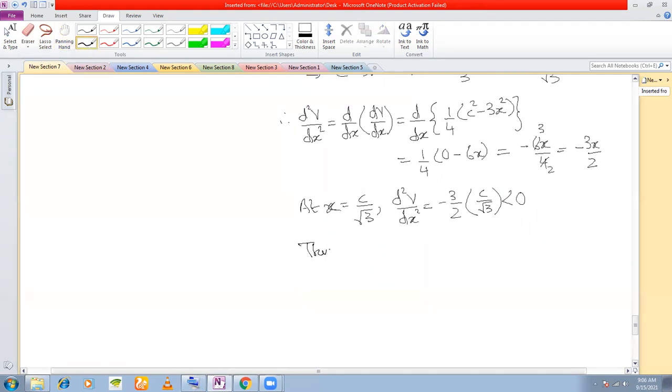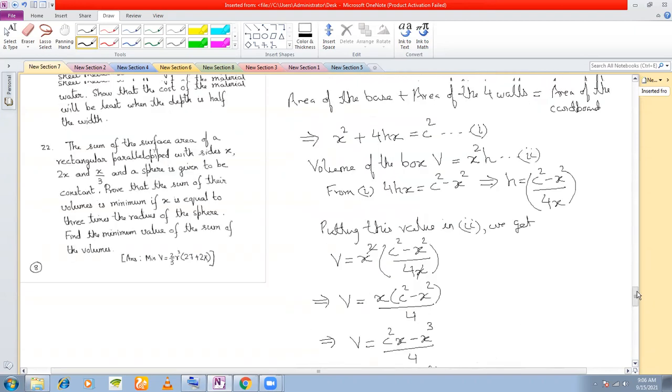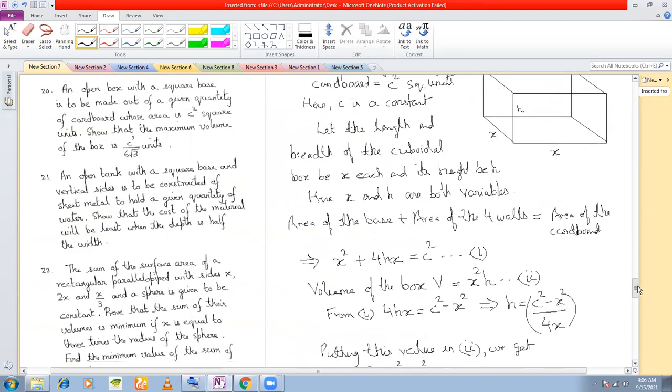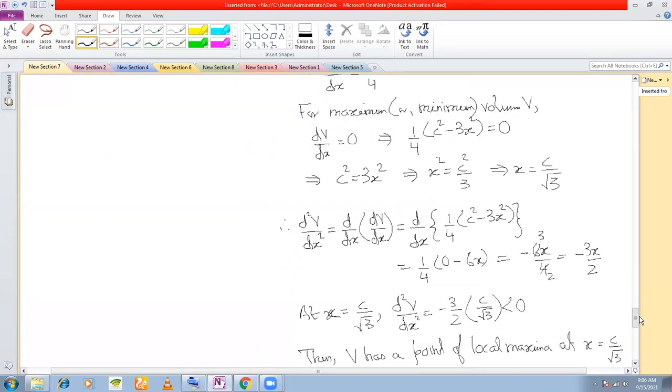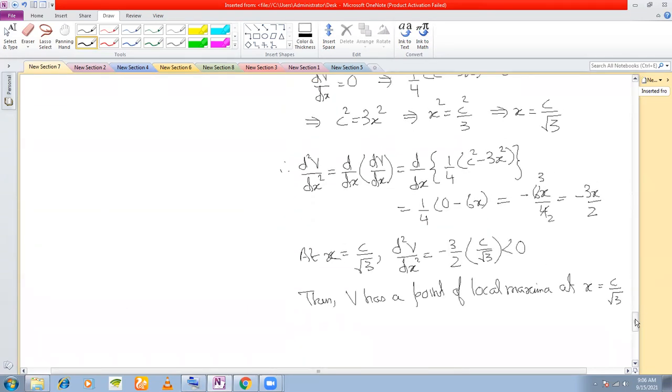Thus, V has a point of local maxima at x is equal to c by root 3. Okay. Now what is asked here? If you see the question, it is asked, show that the maximum volume of the box is c cube by 6 root 3. So you have got at x is equal to c by root 3, volume is maximum.